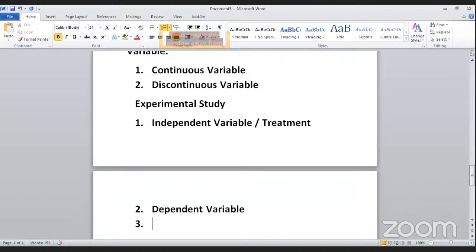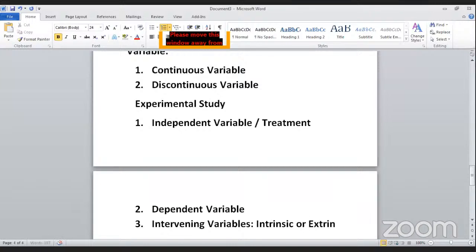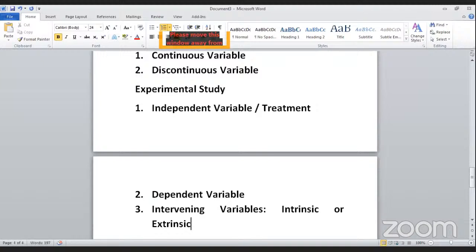No, there are some intervening variables. And these intervening variables may be intrinsic or extrinsic. Intrinsic means they are inside the process. Extrinsic means they are outside the process.